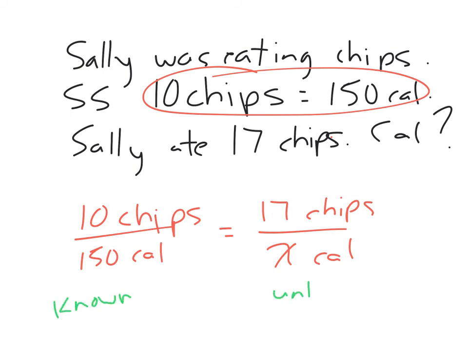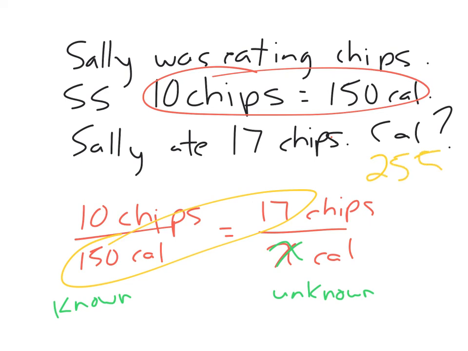I put my unknown on the other side, which is the question being asked. And again, I have my units matched up here. So chips on top, calories on the bottom. As long as I have those two rules followed, I will get this question right. X is here, so I'm going to go ahead and cross multiply the other side first, 150 times 17, which gives me 2,550, and I'm going to divide that by 10 to get 255. So Sally consumed 255 calories with those chips.